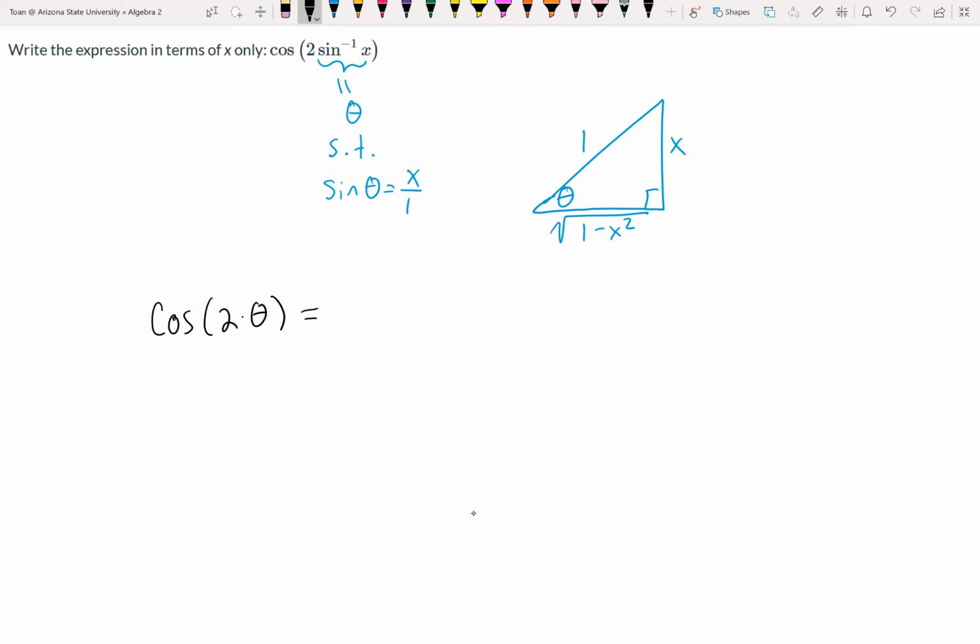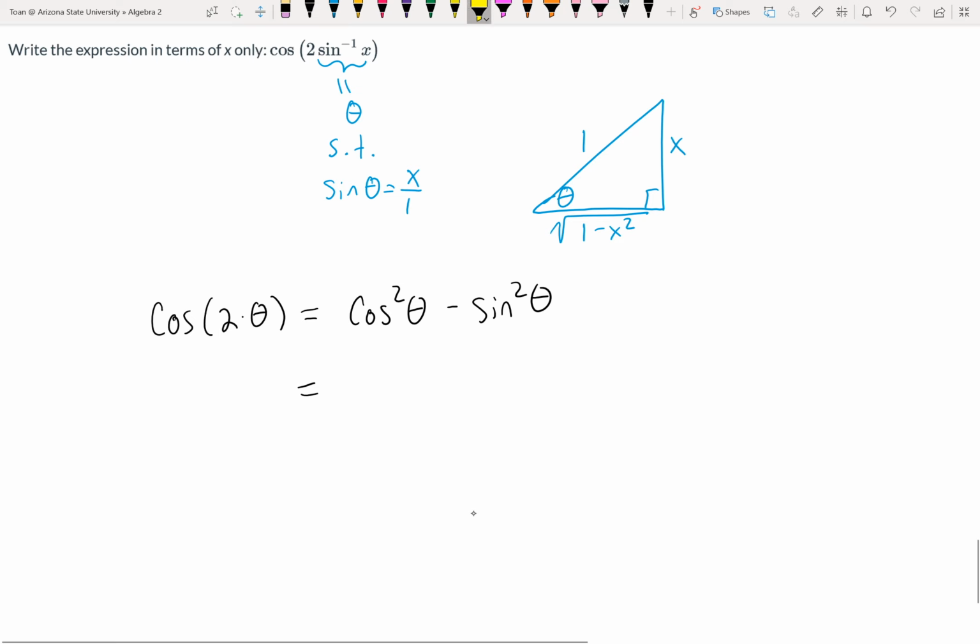Now, cosine has 3 variations for the double angle. It does not matter which one you pick. You should get the same answer in the end. I'll choose the first one because it's there. So according to the reference sheet, cosine of 2 theta is cosine squared theta minus sine squared theta.